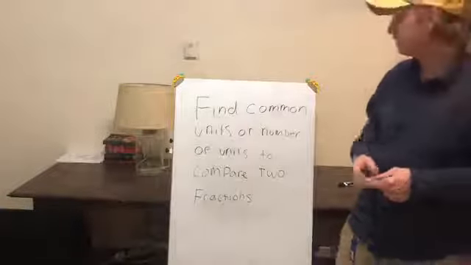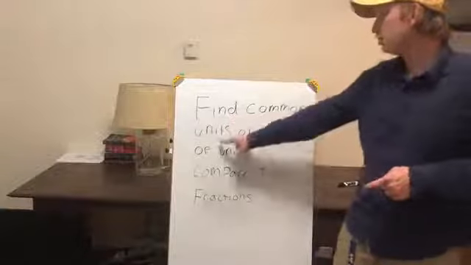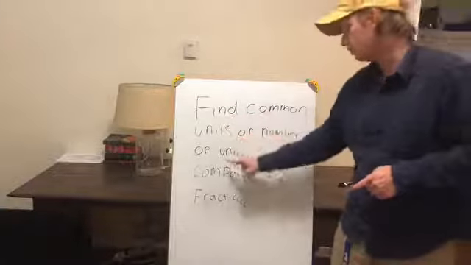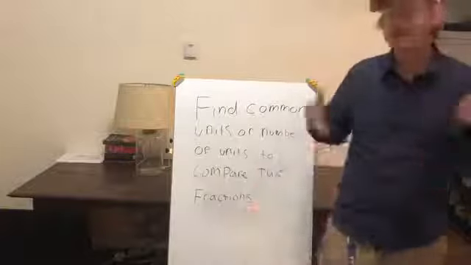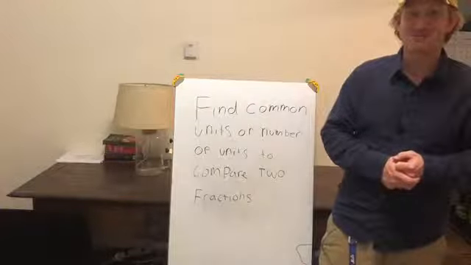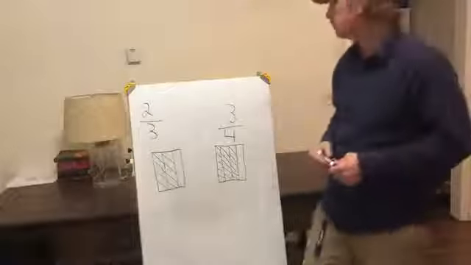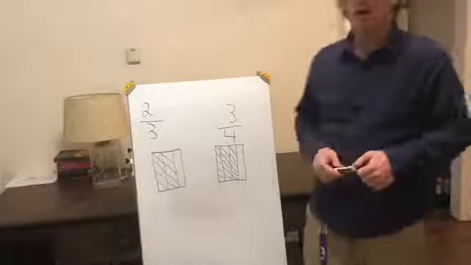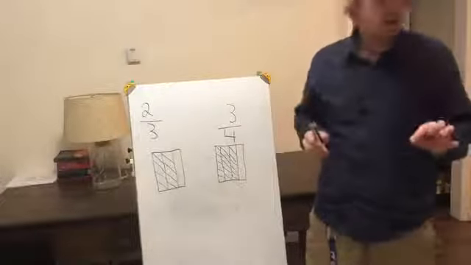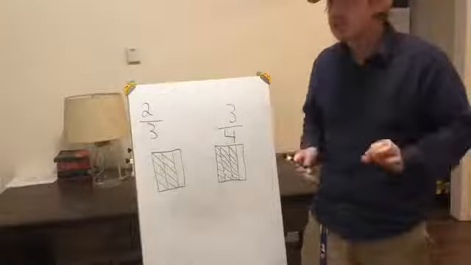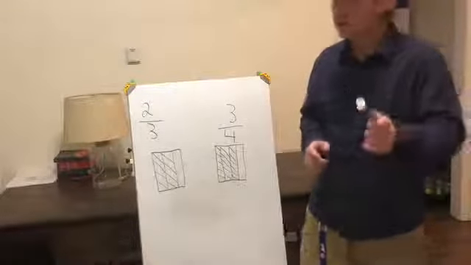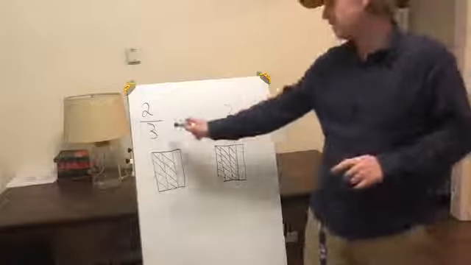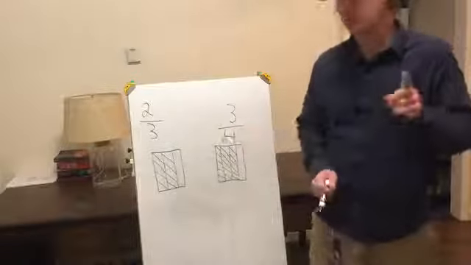Today our objective is to find common units to compare fractions. Let's jump right in and see what we can do. So now we have two fractions that we're going to compare. We're going to use the area model to find common units in order to compare these fractions. And the common units that we're going to find are in the denominator. Remember, denominators are on the bottom.